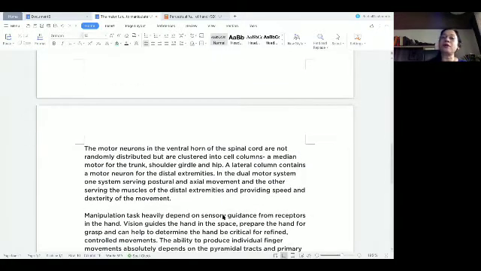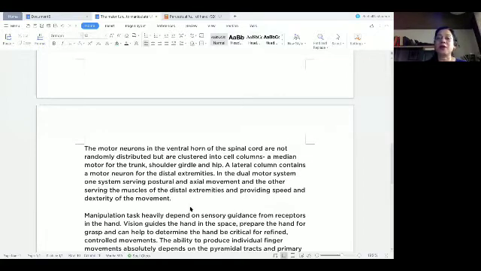Now again, one more important and interesting thing which I found was the motor neurons. We know this again is a fact which we should reiterate. Motor neurons in the ventral horn of the spinal cord are not randomly distributed, but they are clustered. All of us know trunk, shoulder girdle, and hip. The lateral column consists of motor neurons for distal extremities, and in the dual motor system, one system serves postural and axial movement, and the other system serves the muscles of distal extremities, providing the speed and dexterity of the movement.